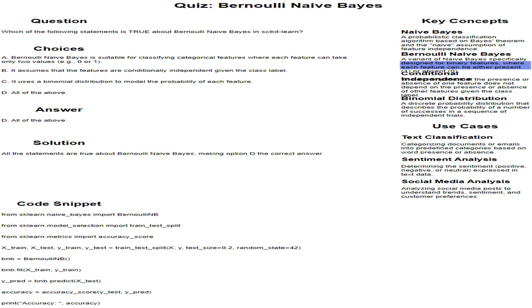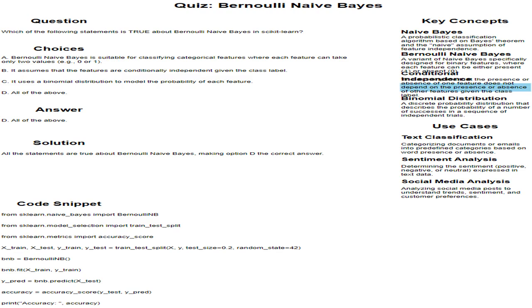A variant of naive Bayes specifically designed for binary features, where each feature can be either present (1) or absent (0). Bernoulli naive Bayes is a specialized version of naive Bayes that is particularly well suited for classifying data with binary features. It assumes that each feature can be either present (1) or absent (0) and uses a binomial distribution to model the probability of a feature being present or absent given the class label.